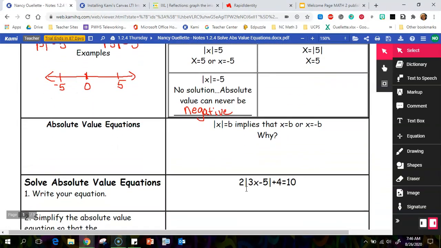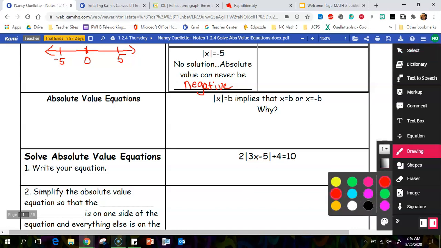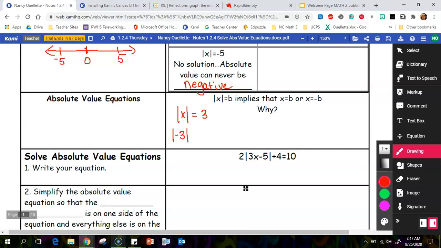Okay, so absolute value equations. I'm going to show you how to solve absolute value equations. The absolute value of x equals b implies that x could either be b or it could be negative b. So if I said the absolute value of x equals 3, well, I could have a negative 3 in there. So x could be negative 3 or it could be a positive 3. So there are two values that it could be.